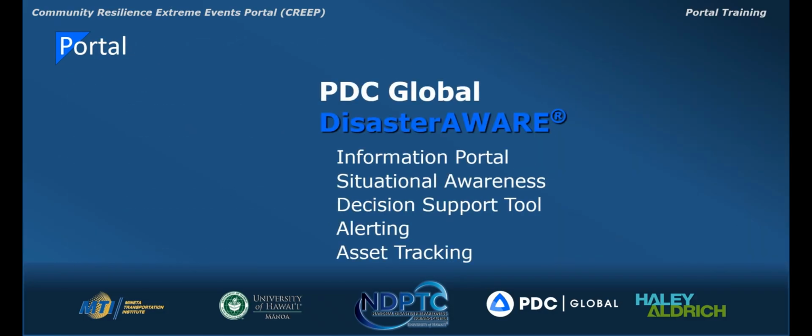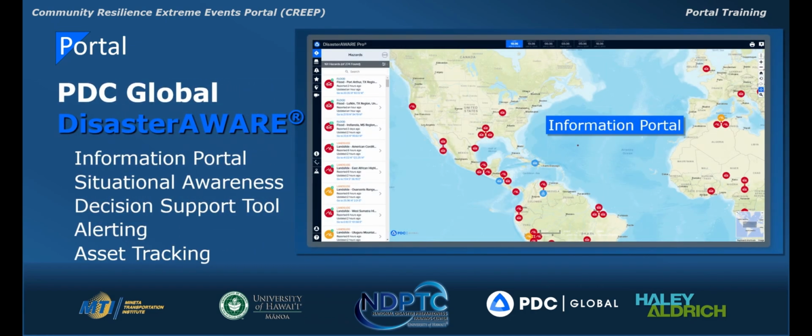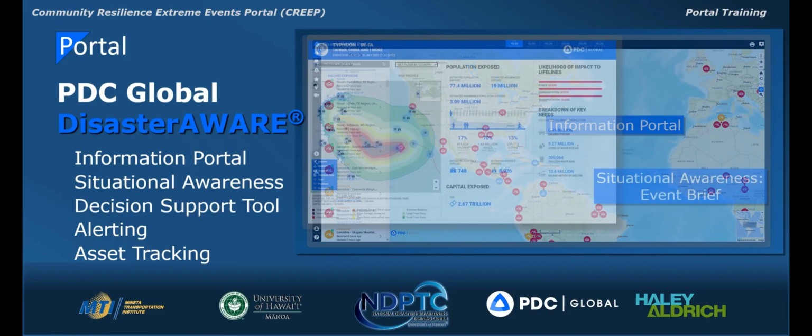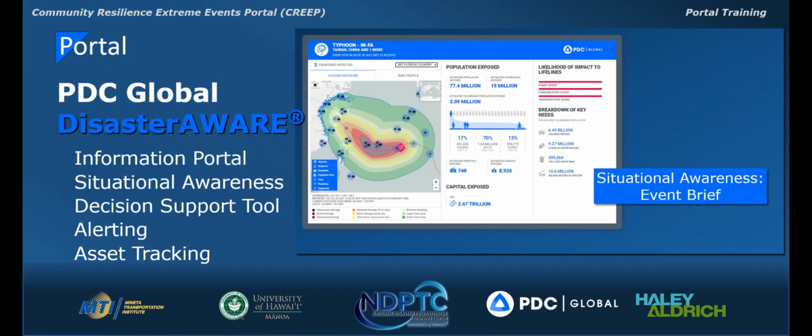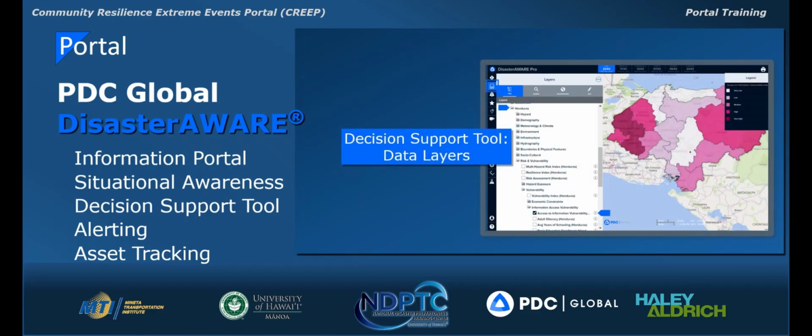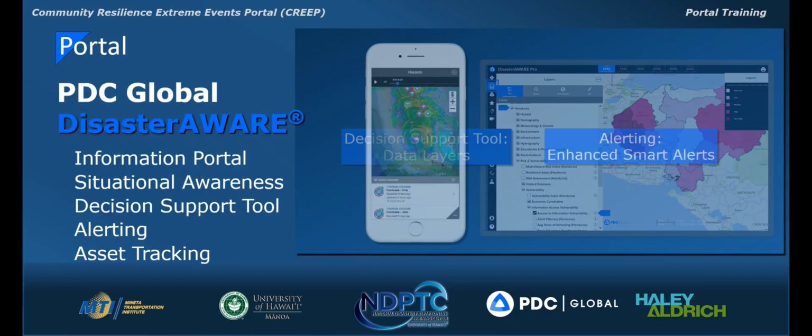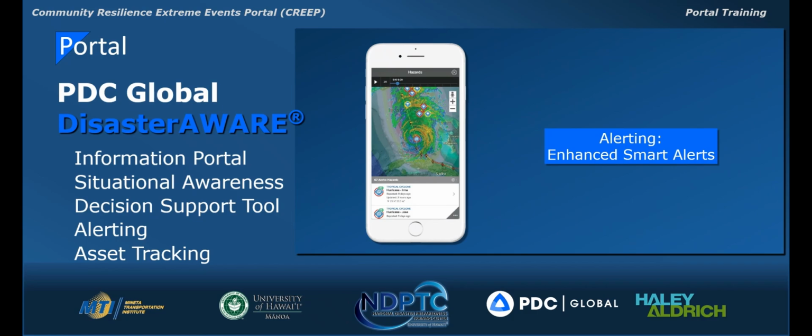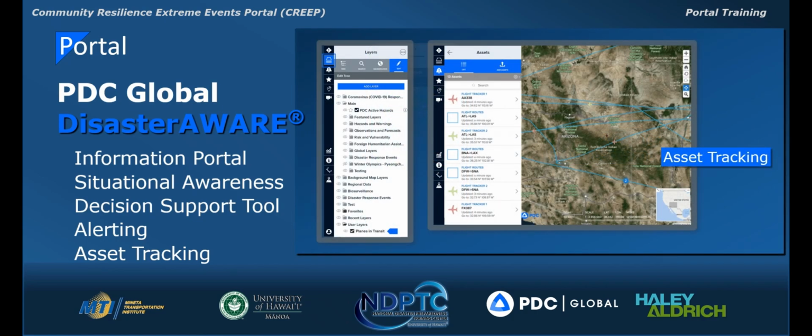PDC's DisasterAWARE platform is a global monitoring and alerting system able to integrate source data on a variety of natural and man-made hazards. As an information portal, it provides a global view of current hazards and the people and infrastructure that may be impacted, in a graphic visualization that is driven by the user. It provides situational awareness in the form of maps and reports generated automatically. As a decision support tool, it provides concise information on status and risk. DisasterAWARE also enables text and email alerting. Additionally, the application enables asset tracking for users to monitor risk to stationary or moving assets.